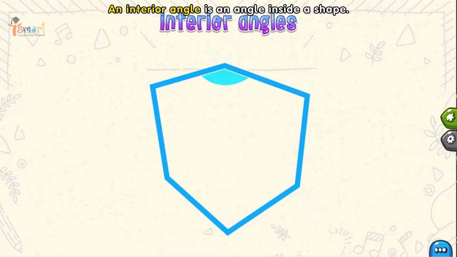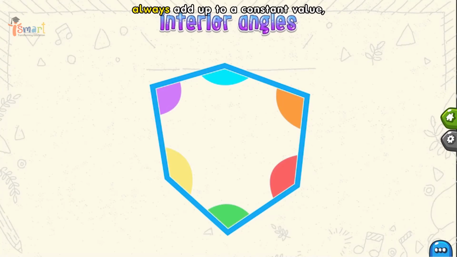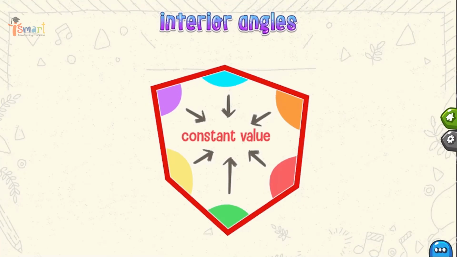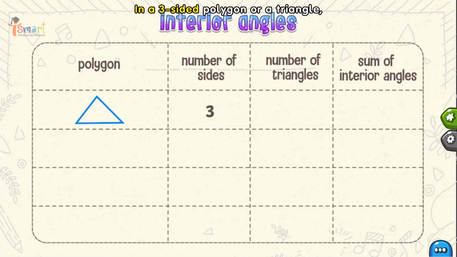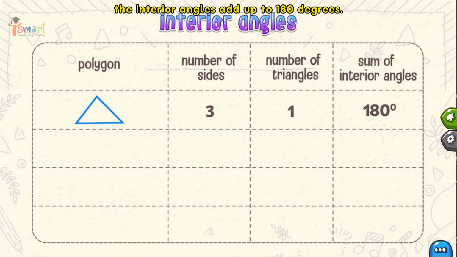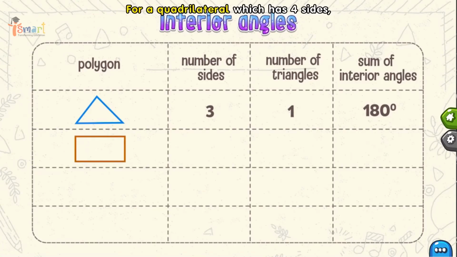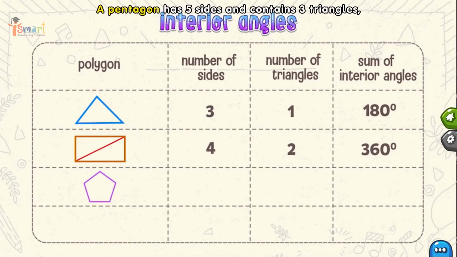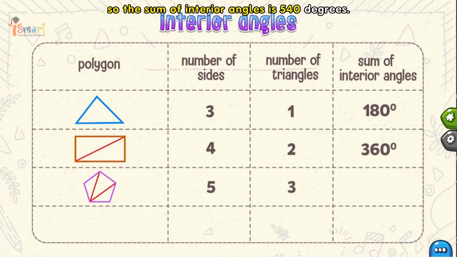An interior angle is an angle inside a shape. The interior angles of any polygon always add up to a constant value, which depends only on the number of sides. In a 3-sided polygon or a triangle, the interior angles add up to 180 degrees. For a quadrilateral which has 4 sides, the constant value is 360 degrees because a quadrilateral can be made from 2 triangles. A pentagon has 5 sides and contains 3 triangles, so the sum of its interior angles is 540 degrees.